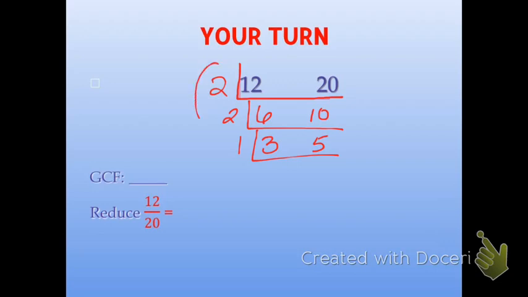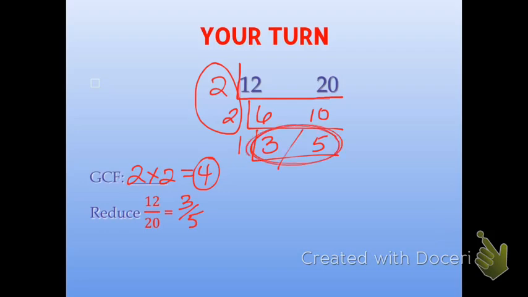So our greatest common factor is 2 times 2, which is? 4. How many people got 4 on their paper? Excellent. Okay. How many people reduced the fraction? Good. Caroline, what did you get? Yep, 3 over 5. And remember, it comes from right here. 3/5. That's our reduced fraction.